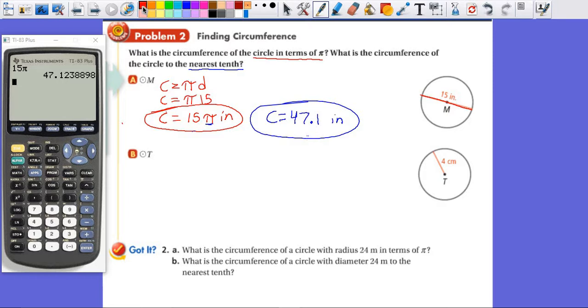All right. So let's do B together as well. In this case, you notice that they give us a radius because it's only half of the circle, right? So we're going to use circumference equals 2 pi r.